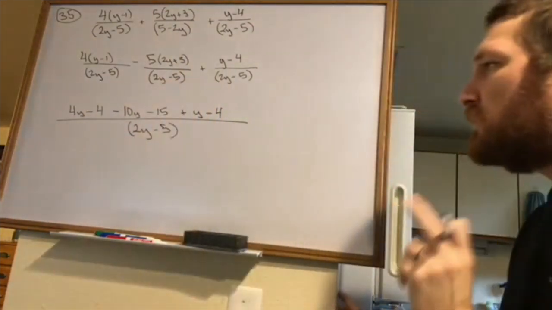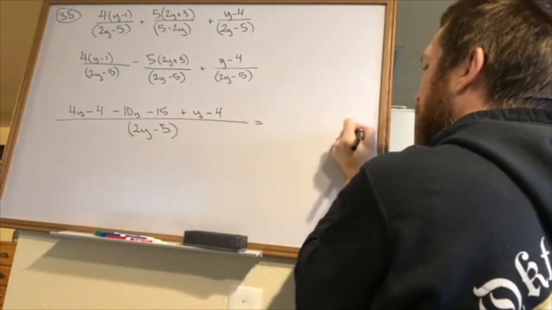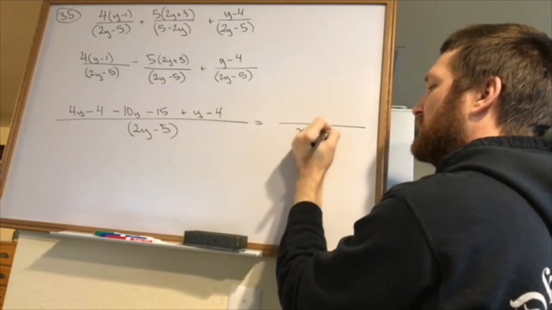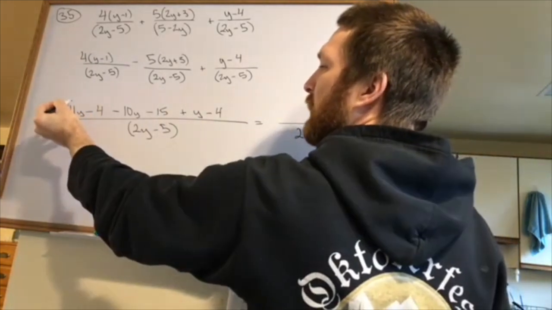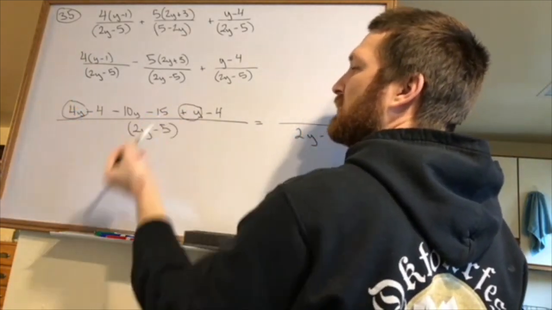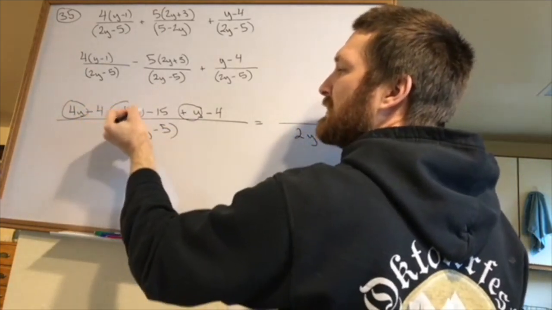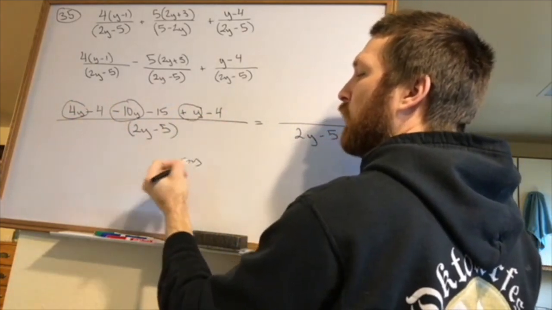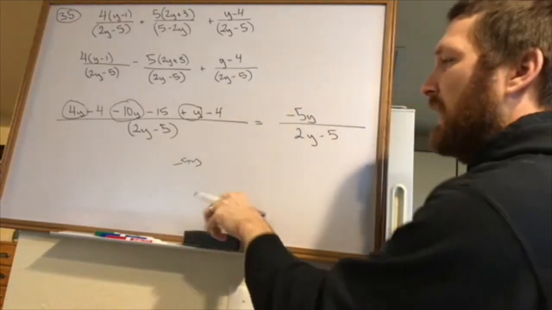Now I guess I'll get all my y's together. I'm still with this denominator, 2y minus 5. And let's see, how many y's do I have? I'm seeing positive y's here. So there's 4 plus 1 more is 5. So 5 y's minus 10 y's is a total of -5 y's. So -5y.